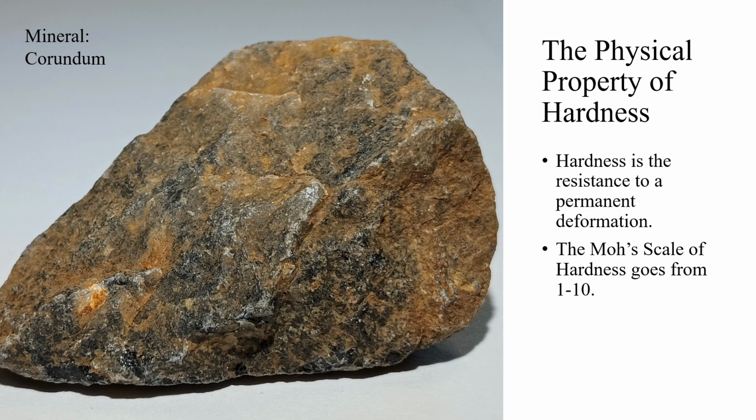The physical property of hardness. Hardness is the resistance to a permanent deformation. The Mohs scale of hardness is a measure of hardness, and it goes from 1 to 10, 1 being the softest and 10 being the hardest. This mineral right here is corundum. Corundum has a hardness rating of 9, making it one of the hardest naturally forming materials on planet Earth, second to diamonds.